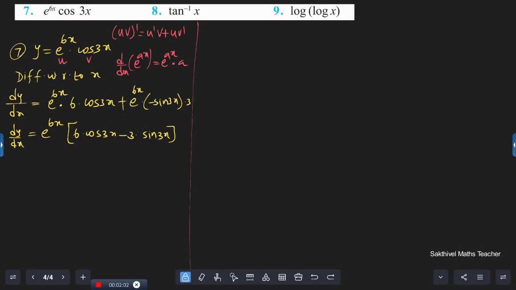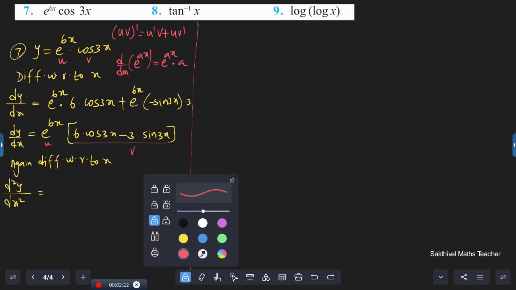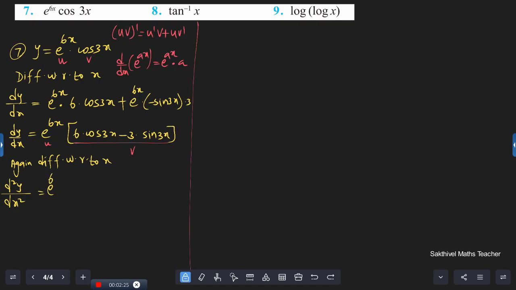So we have to find the double derivative, so again I am going to differentiate with respect to x on both sides, so that d square y divided by dx square you will be getting. So again this will be u, and the whole thing I am taking as the v term. So u dash: e power 6x derivative is e power 6x into 6. Now v you should write as it is, don't change anything: 6 cos 3x minus 3 sin 3x, plus u, let it be as it is, 6 e power 6x.